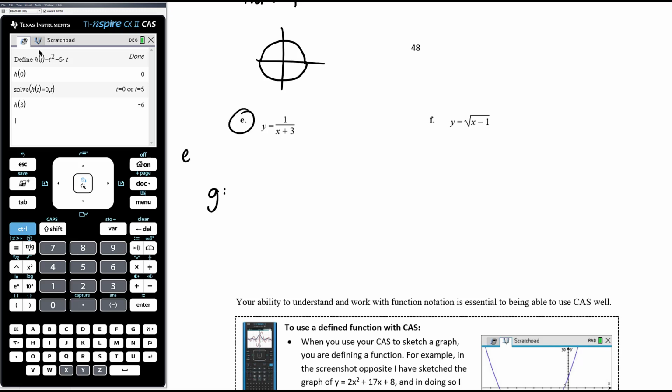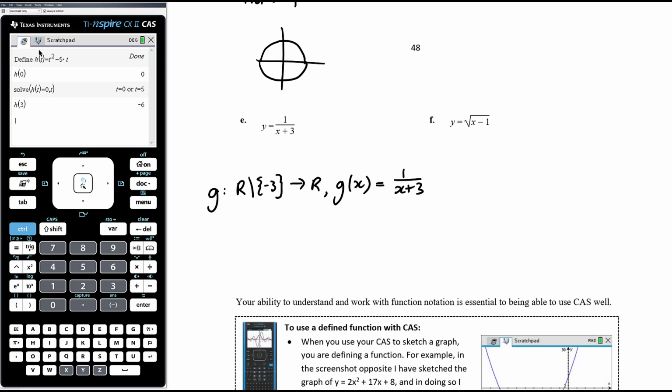E is approximately 2.718. It's a number, so I'm not going to use it as the name of a function. We need domain. Domain, as I said, is R excluding negative 3. Codomain is R. Rule for g of x is 1 on x plus 3.